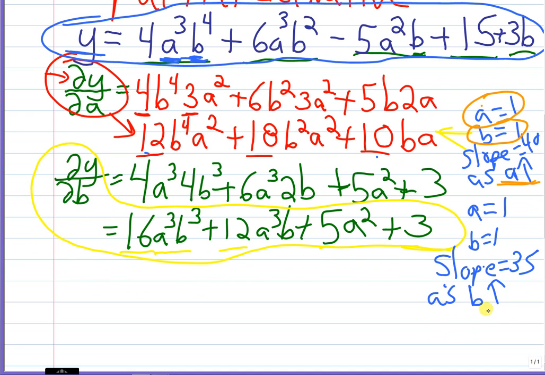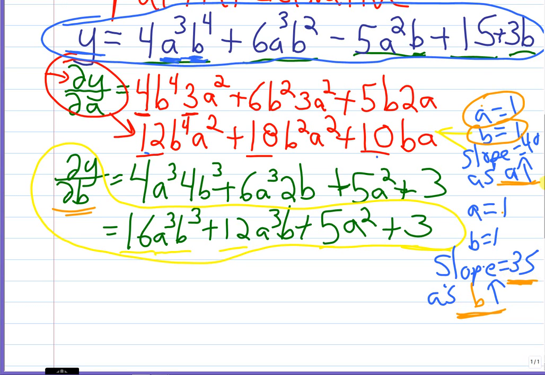But if you increase the number of machines, derivative of b, how does y change when we change b? The slope is not as big. You'd only be increasing your output at a rate of 35 at that point as you increase the number of machines a little bit. So hopefully that helps you out.